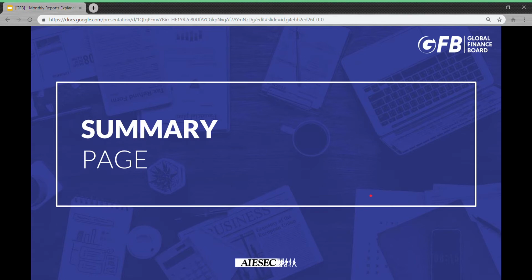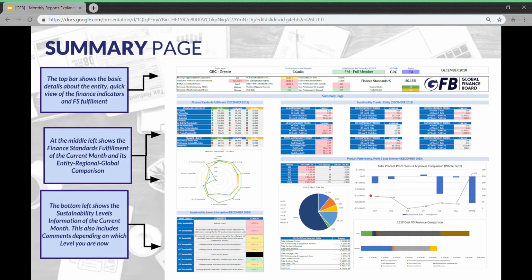Now let's talk about the summary page. The summary page is the page that you automatically see when you receive the report. This is the first page of the report, in fact. Now the top bar shows the basic details about the entity, quick view of finance indicators, and finance standards fulfillment.